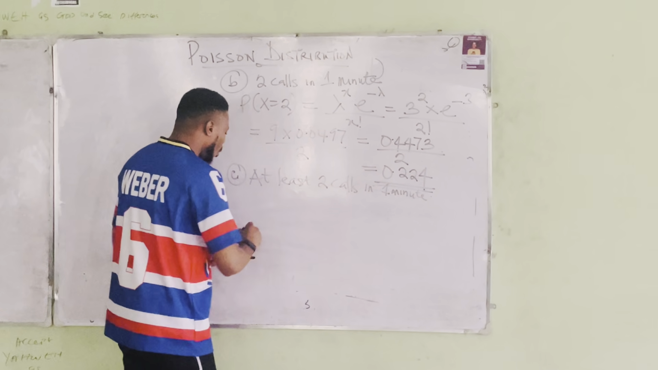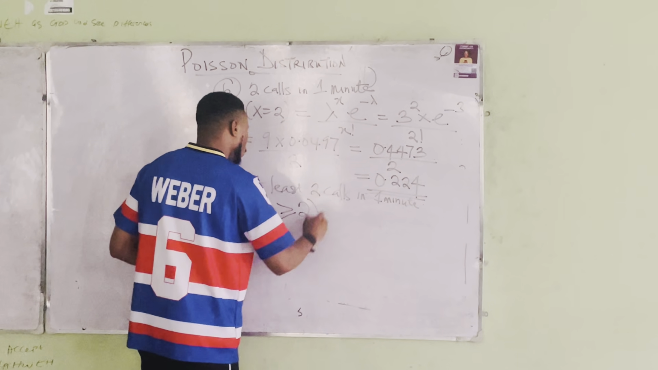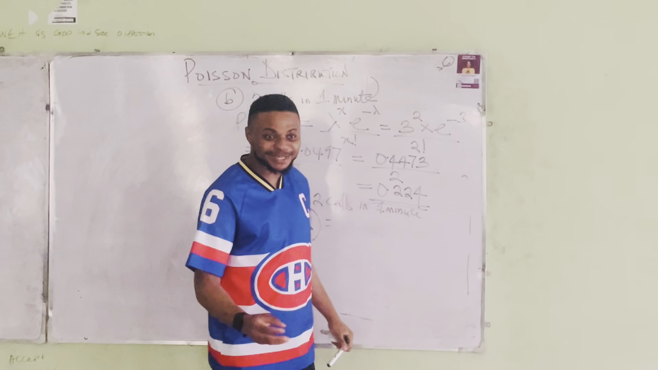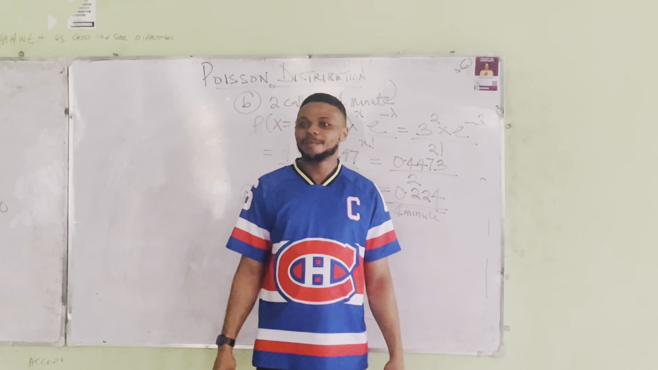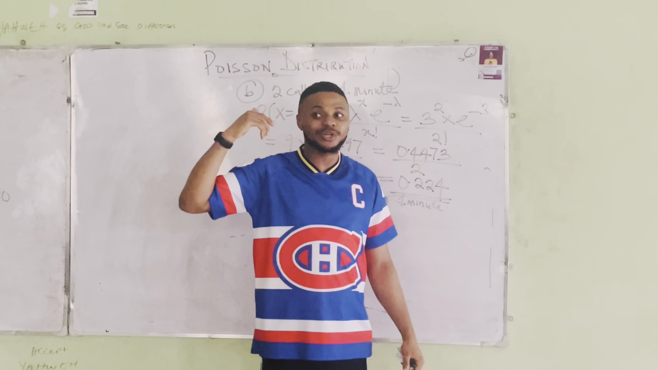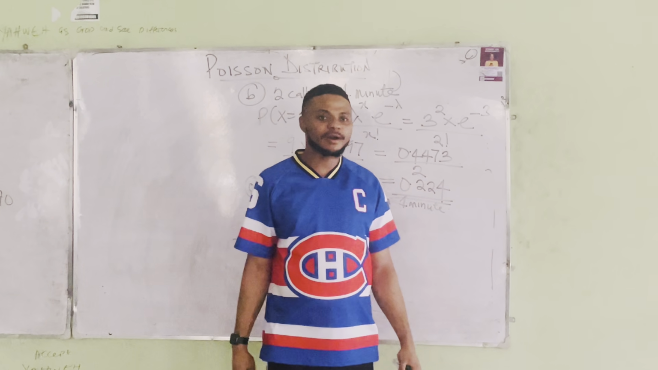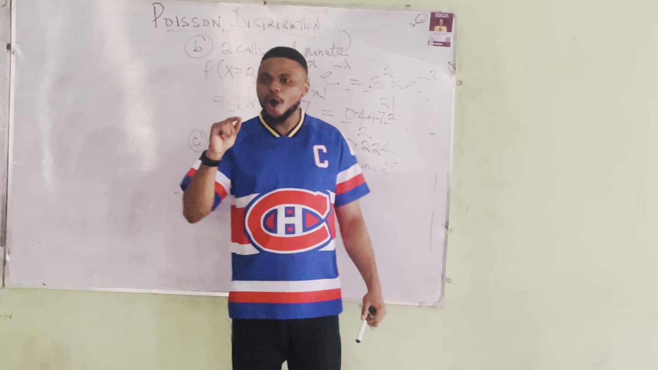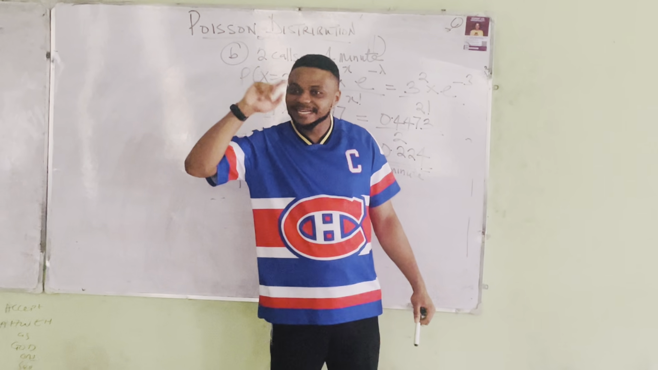So you say at least 2 calls means you're looking for the probability of x greater than or equal to 2. What does at least mean? At least means that the lowest number of calls is 2. But please, you should not exceed your lambda. The maximum number of calls here is 3. Just like in binomial distribution, the number of occurrences should not exceed n.